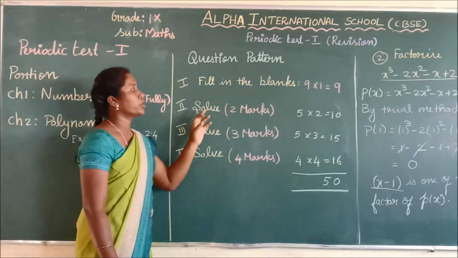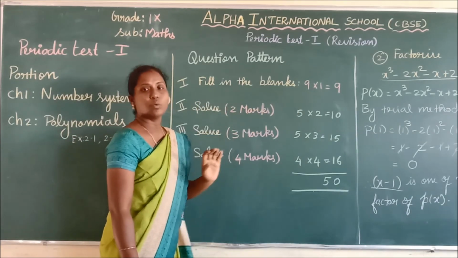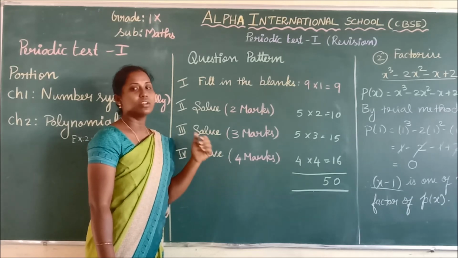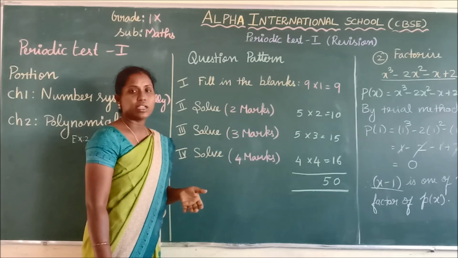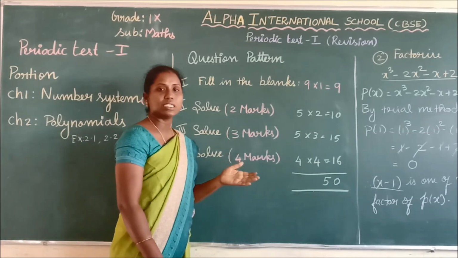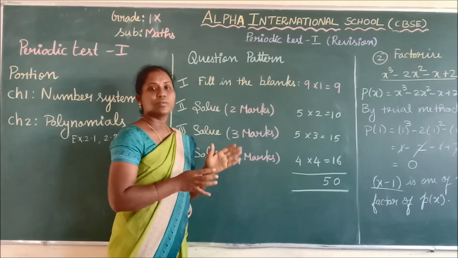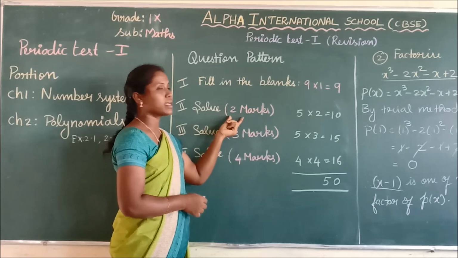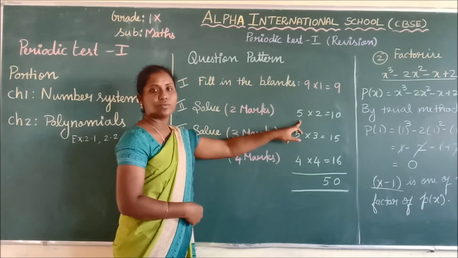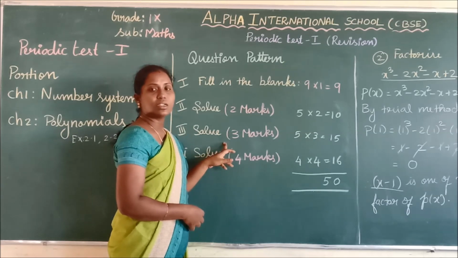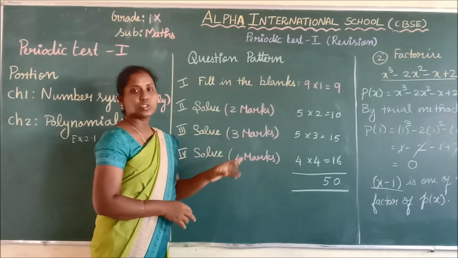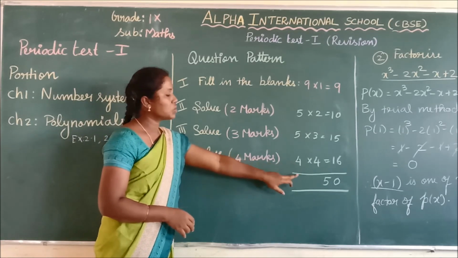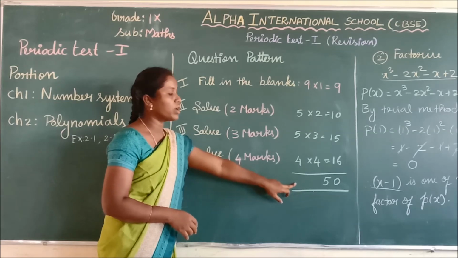Here is the question pattern for you. The first section will have 9 one-mark questions. The one-mark questions are based on the exercise problems and also the concepts of the chapter: what is a rational number, what is an irrational number, what is a polynomial, what is degree. Based on the content of the chapter, one-mark questions are there. And the second section is 2 marks. There are 5 two-mark questions to solve. So today you are going to write the test for 15 marks.